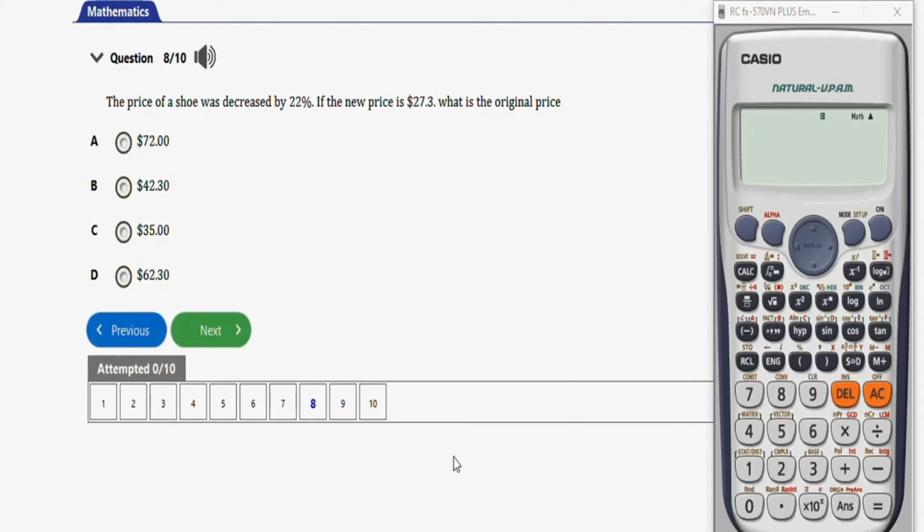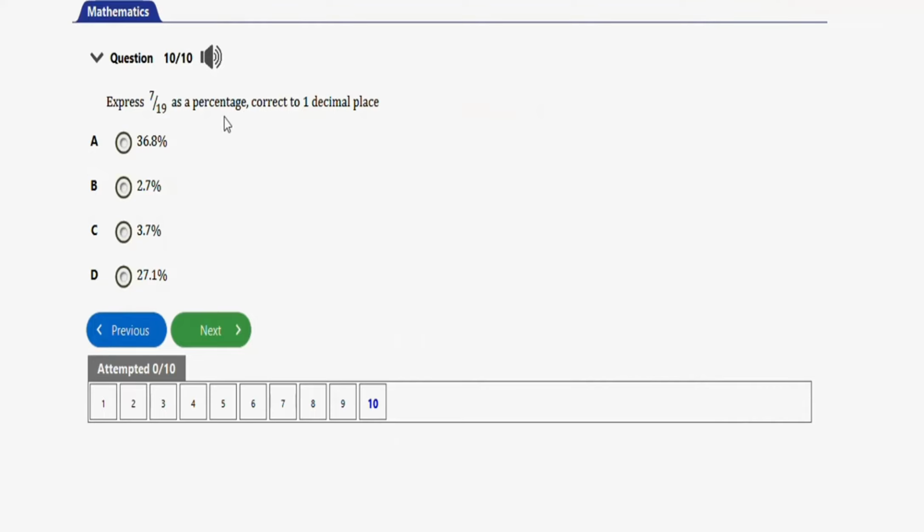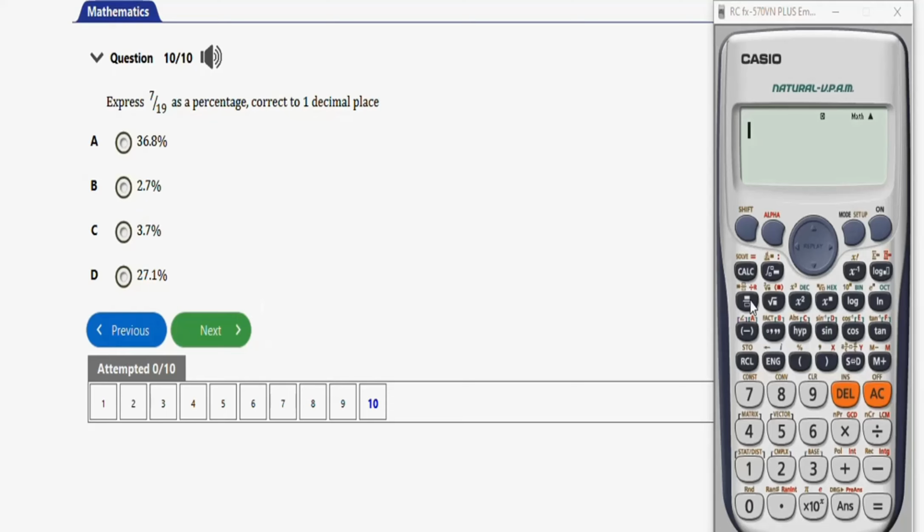Okay, so making progress. The last question will be this one. It says express this as a percentage, correct to one decimal place. Very easy. So as a percentage, that's 7 over 19 times 100 equals what? Put this in decimal, 36.8. So for one decimal place, this 4 is not up to 5, so you can add it up as 1. So it's 36.8%. So that's the answer to this question.